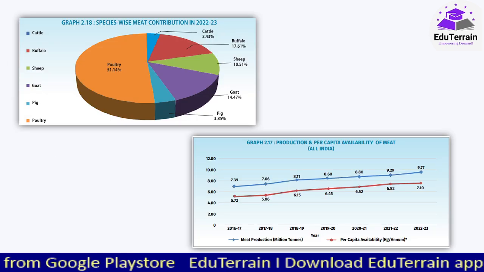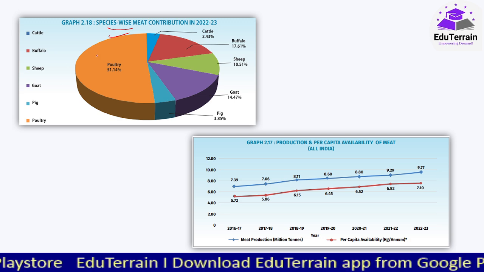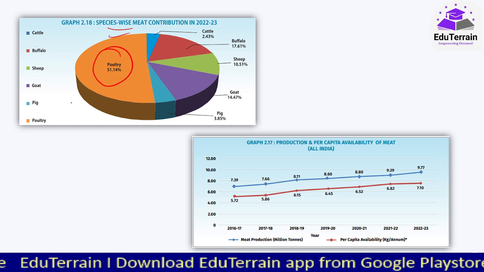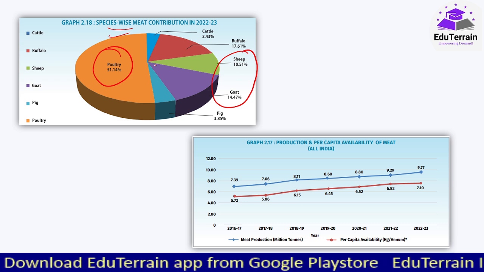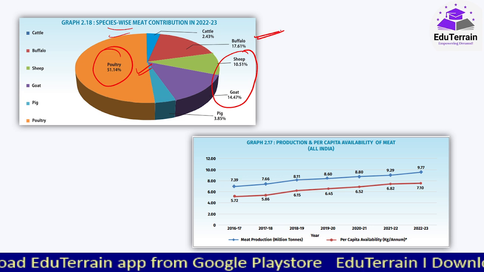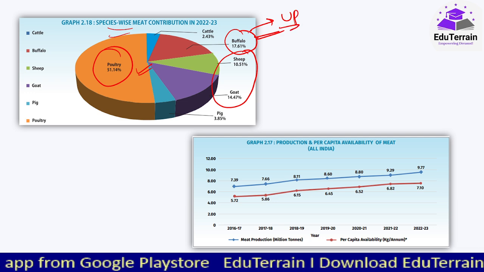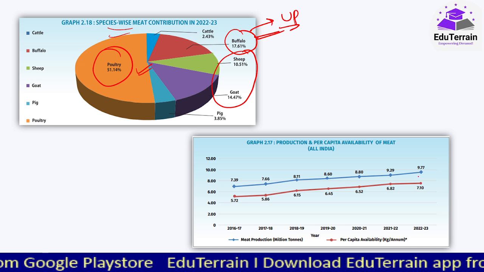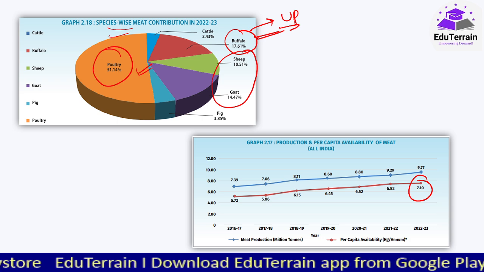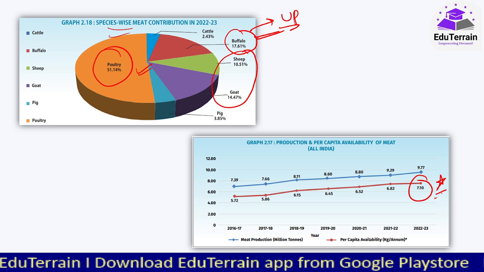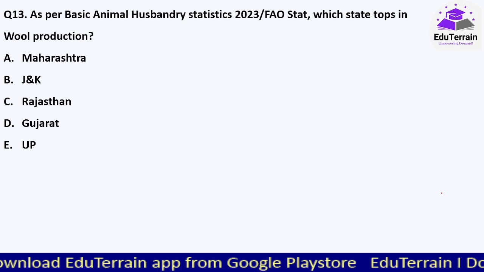Important again. See, if we look at the species wise meat contribution, the highest is from poultry with 51.14%, and goat and sheep, as you can see, 14.47 and 10.51%. After poultry, it is buffalo meat that is highest, and buffalo meat comes mostly from UP. Okay, and what is the per capita availability of meat? 7.10 kg per annum. Important. Per capita availability of milk, meat, eggs, then wheat, rice will all come ahead, please pay attention once.